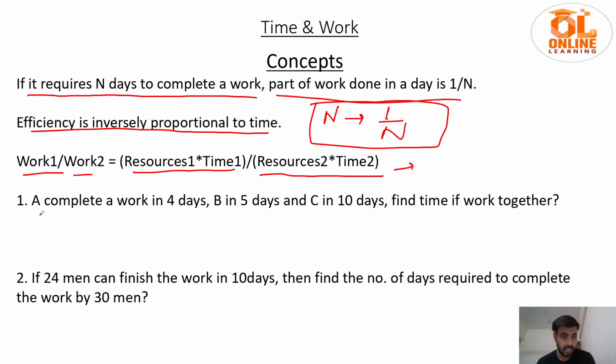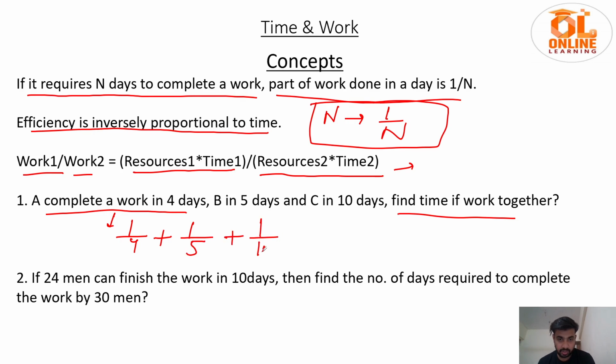First question. A completes a work in 4 days, B in 5 days and C in 10 days. Find time if they work together. So what will be the amount of work they do in 1 day? That will be 1 by 4. Amount of work done by B in 1 day is 1 by 5. Amount of work done by C in 1 day is 1 by 10.